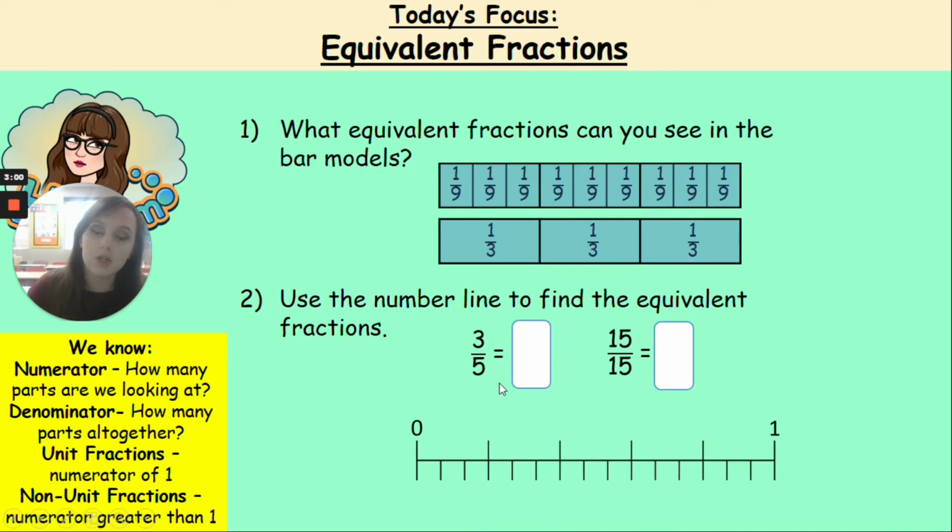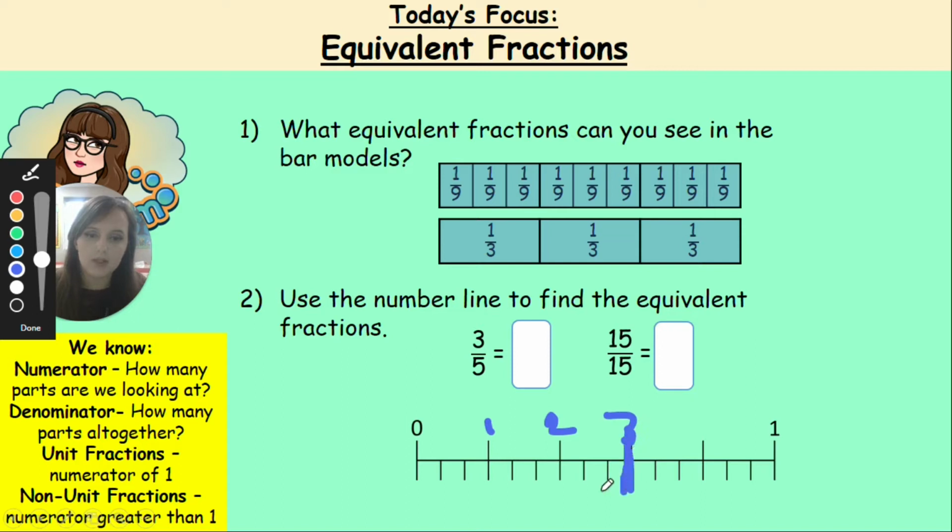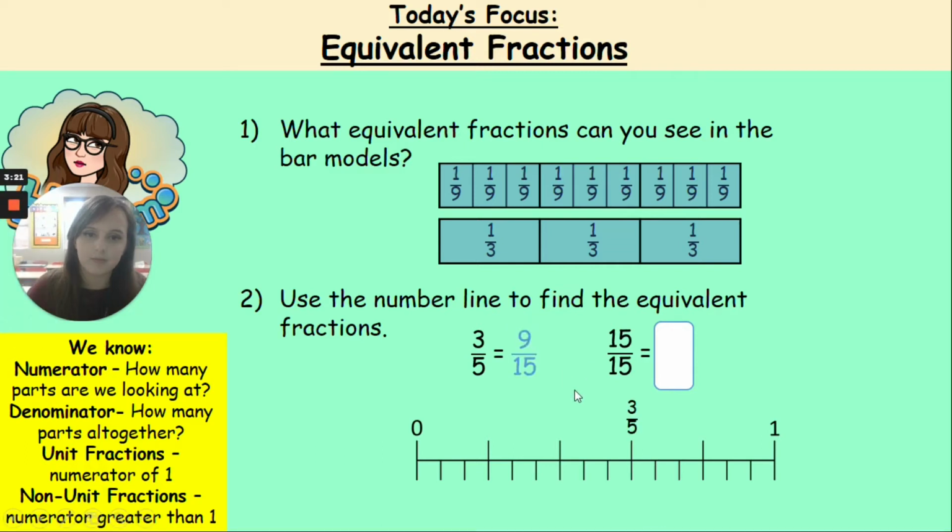For question number 2 with our number line, 3/5, if we look on our number line here, I'm going to use my pen to draw. So 1, 2, 3/5 is worth the same as 1, 2, 3, 4, 5, 6, 7, 8, 9 15ths. Oh, my pen's gone a little bit wild there. 15/15, so all the way at the end of the number line, is worth the same as 5/5, 1 whole.